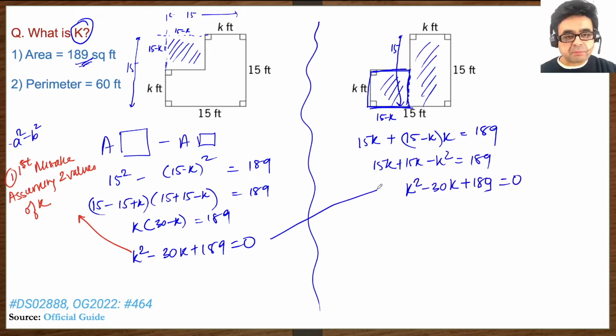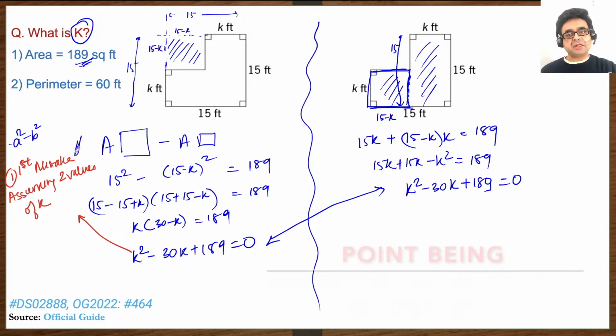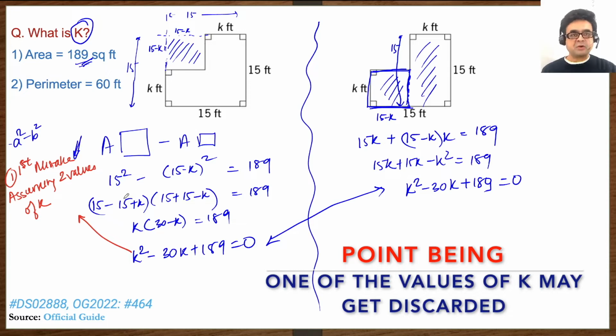So as you can see, both of these give you the same equation to calculate k, which means that with both of the approaches you would have made the same mistake, which is assuming that k is going to have two values without realizing that one of the values of k could be negative, or it could be some other case, in which case you may get a unique solution.